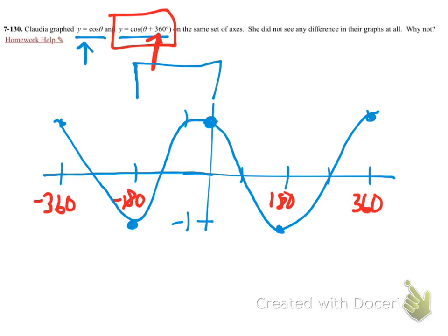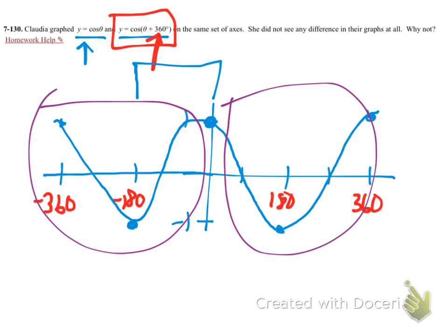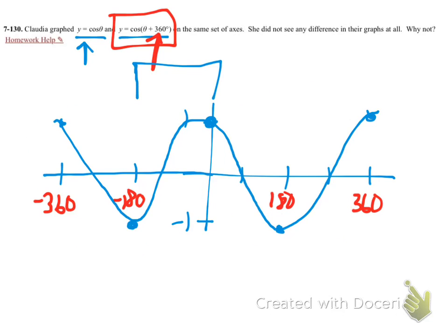So the graph is just going to repeat itself, and this section right here is going to be the same as this section here that we started off with, despite the way my drawing looks. So the graph should look the exact same simply because it repeats itself every 360 degrees.